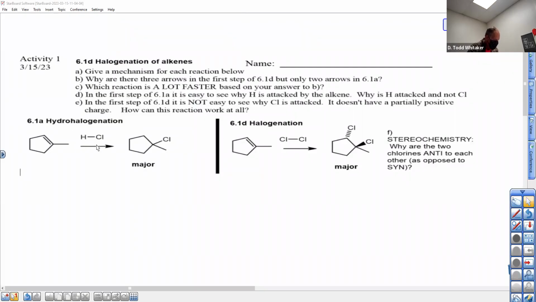Starboard right here. We're going to react HCl with an alkene. What is the first step in the mechanism? We can't see anything yet. So you're looking at 6.1a hydrohalogenation in front of you right now. What is the first step in the mechanism? It will appear on the screen eventually, I promise. I'm using an arrow that starts at the pi bond and ends at the strong acid's hydrogen. I know we can't see it yet, but it'll show up soon.